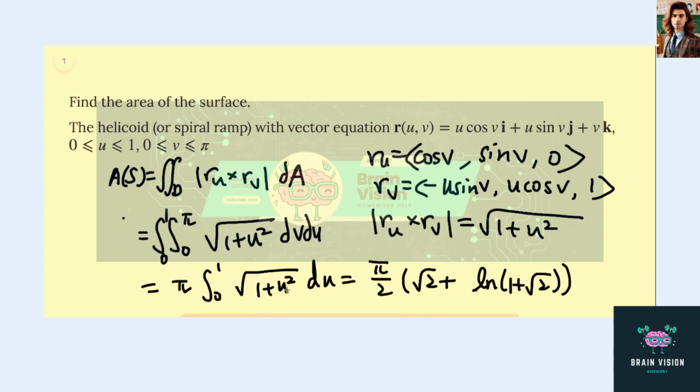So the way to deal with it is to substitute u equals tangent theta, and we get this integral of secant cubed theta, which is quite a lengthy procedure, but that should be the answer you get at the end. And you can find the integral of secant cubed theta in chapter 7 of the book.